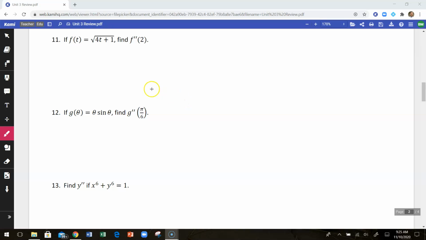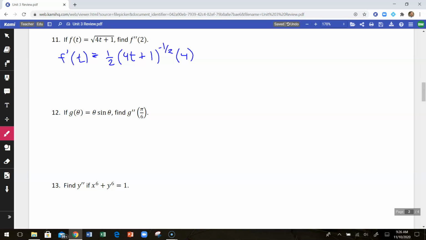So on number 11, we're finding f double prime of 2. So I need to first find what f double prime is, and then I want to plug in 2. So the first derivative of f, I again want to think of that as 4t plus 1 to the 1/2 power. So that's going to be 1/2 times 4t plus 1 to the negative 1/2 power. And then we're going to chain on the derivative of the inside. So we're going to chain on the 4. And I'm going to actually simplify this a little bit to make it easier to do my second derivative.